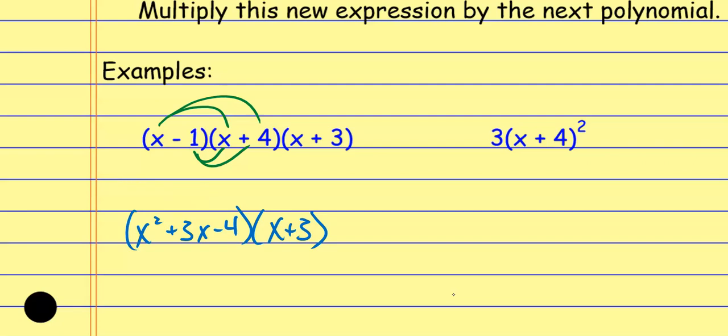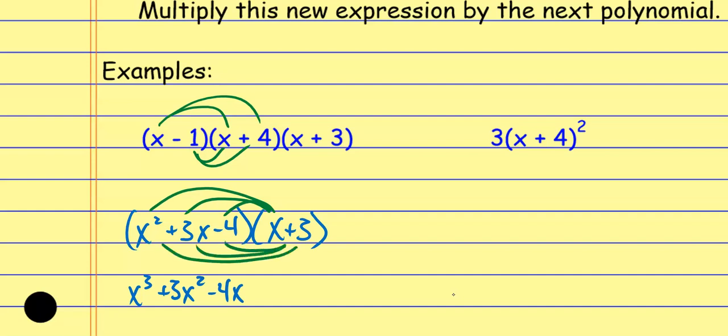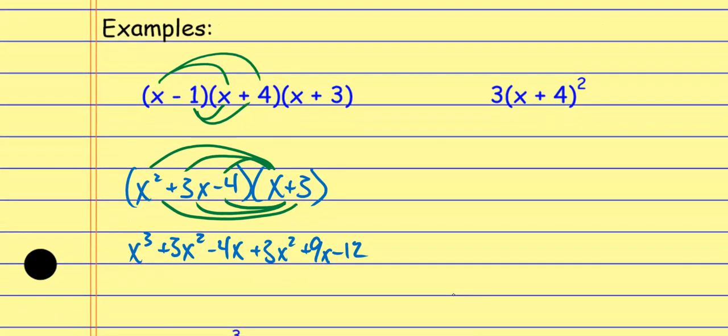And so distributing this one, maybe I'll distribute backwards, okay? That makes most students feel comfortable. So let's see, that's x cubed plus 3x squared minus 4x. And then I distribute the 3 to each of these. And that gives me a plus 3x squared plus 9x and a minus 12. Okay? Now I can combine all the like terms.